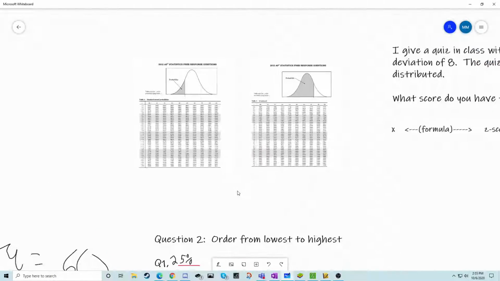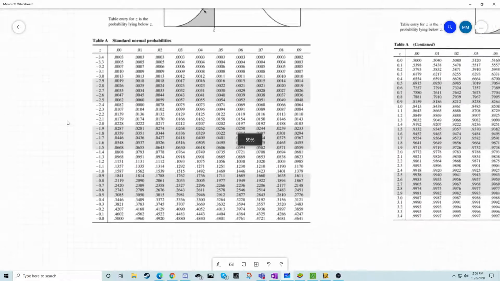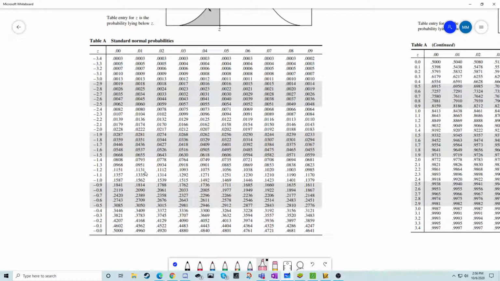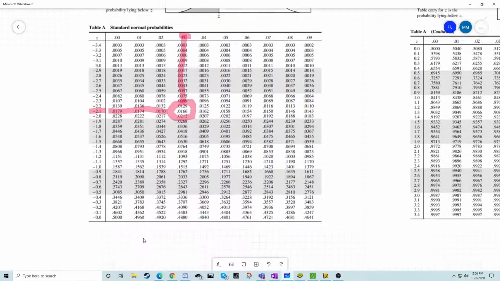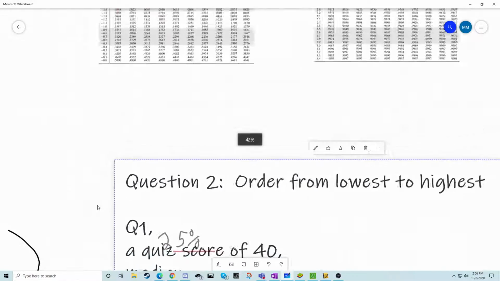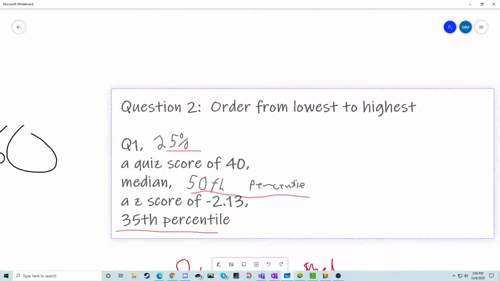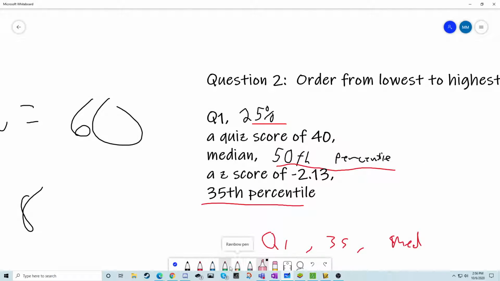So negative 2.13. That's the negative table. We can do a little bit of battleship like we always do. Negative 2.13. 0.0166. Okay, so that's 0.0166. Or if we want to change that into a percent, it's 1.66%. So that's way lower than Q1, because Q1 is 25.